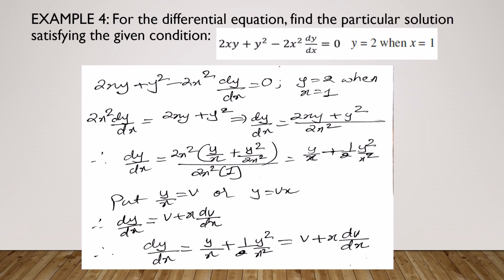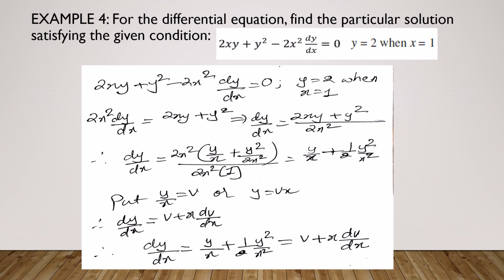Another example in which you have to find the particular solution. 2xy plus y square minus 2x square dy by dx is equal to 0. Given is y is equal to 2 when x is equal to 1. Same thing, express in the form of dy by dx. So you get dy by dx is equal to y by x plus half y square by x square. So this is a homogeneous equation since you can write the right hand side in the form of some function of y by x. Next, put your y by x as v, that means y is equal to vx. So you get dy by dx is equal to v plus x dv by dx.